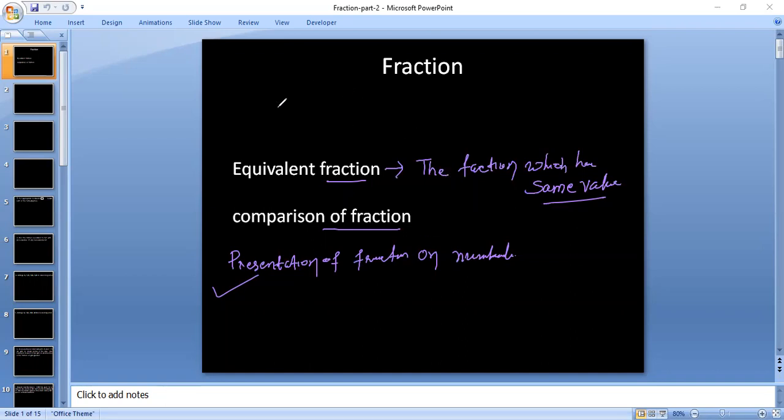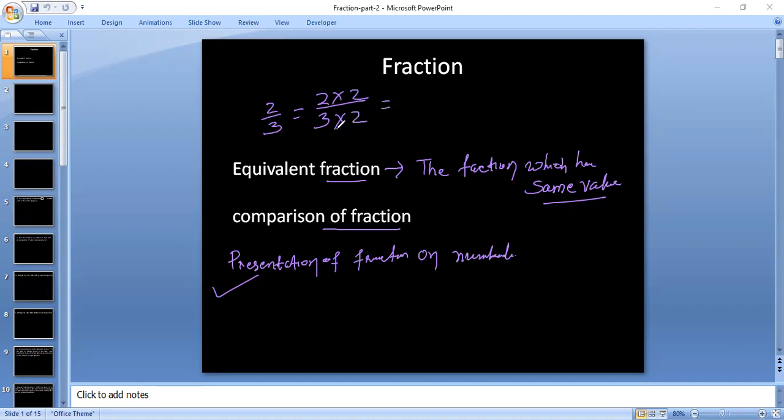For example, if the question asks you to find the equivalent fraction of 2 by 3, then you should multiply any natural number in both numerator and denominator. Here I will multiply by 2 both in numerator and denominator. In this 2 by 3, the numerator is 2 and the denominator is 3. I will multiply 2 both in numerator and denominator.